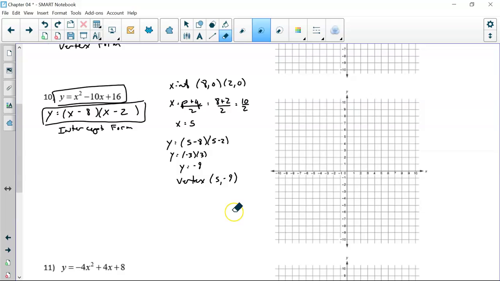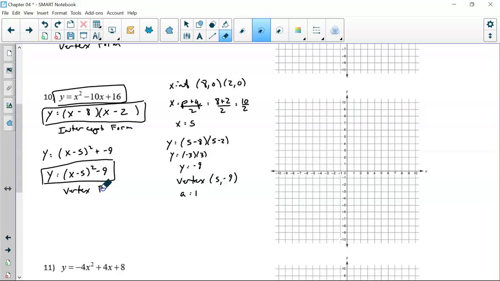Now we also need a, but a is the same for all. A in standard form is 1, intercept form, and in vertex form it's going to be 1 as well. So y equals 1, so we don't need to write it, x minus 5 squared plus negative 9. Or you can write it as y equals the quantity of x minus 5 squared minus 9. There's our equation written in that vertex or graphing form.